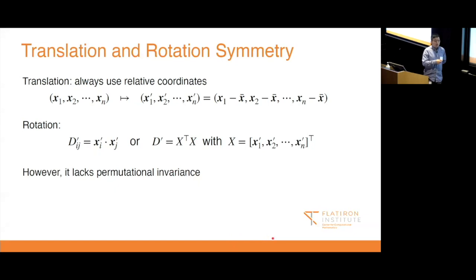D does not have permutation invariance. You remember the D matrix is of size n by n, so it depends on the index of your coordinates x1 to xn. If you permute the index, the columns and the rows will also permute. So we want to fix the permutation invariance. So what's the way to do that?